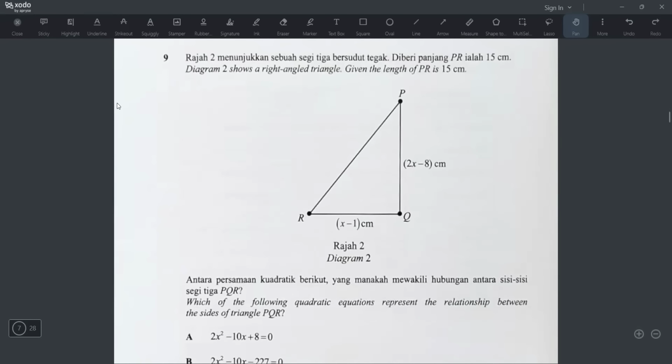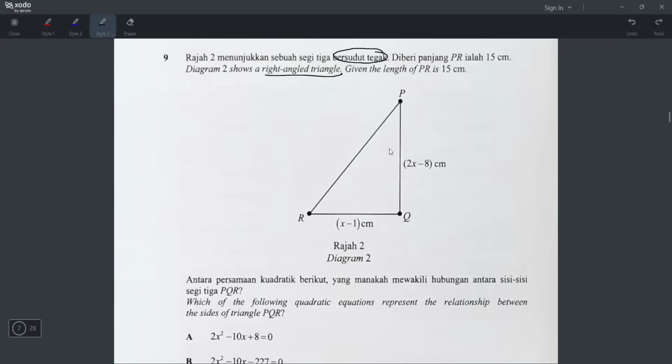Okay, I'm gonna continue with number 9. Diagram 2 shows a right angle triangle. Right angle triangle is segi tiga sudut tegak. It means it's a triangle with a 90 degrees. And you can see it's very obvious the 90 degree is at Q. And then given the length of PR is 15 cm. So PR here is 15 cm.